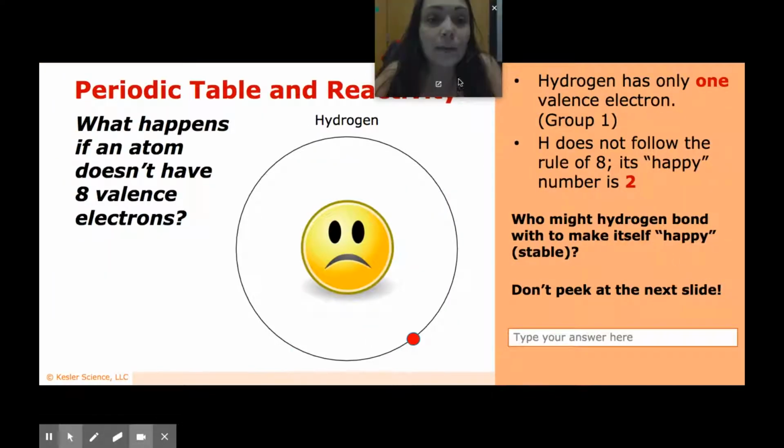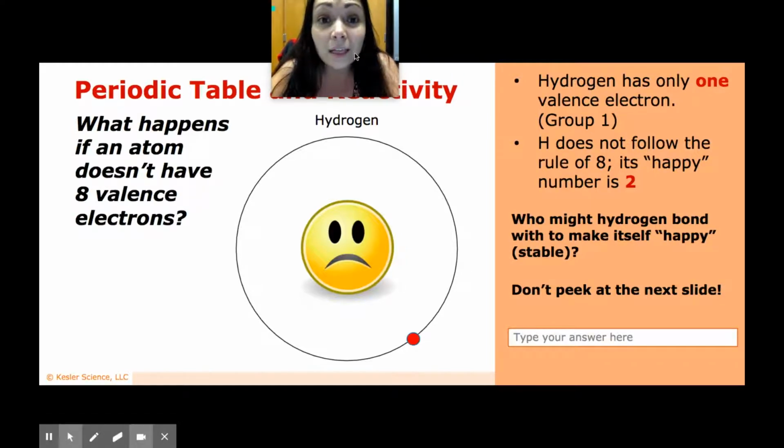So periodic table and reactivity. What happens if an atom doesn't have 8, y'all? Well, guess what? It wants to get 8. It wants to be full. It wants to eat. So if it has 2, then it either is going to lose the 2 or it's going to try to find 6 more.